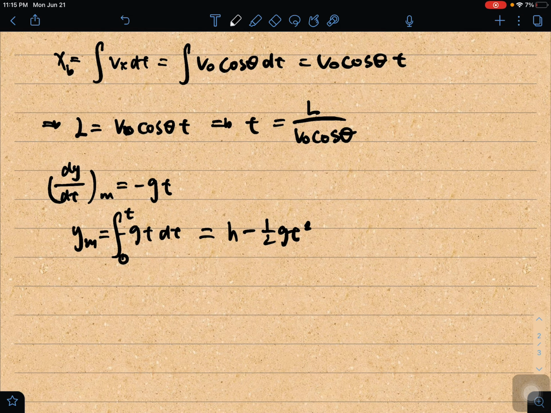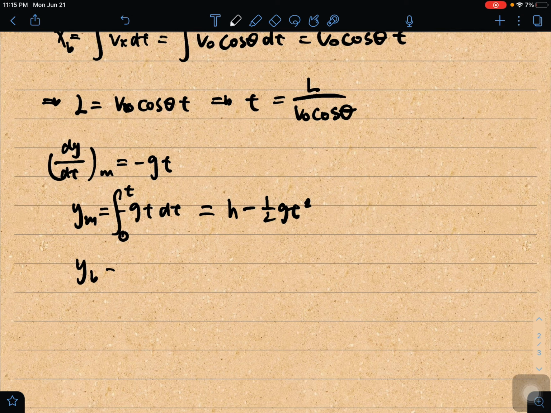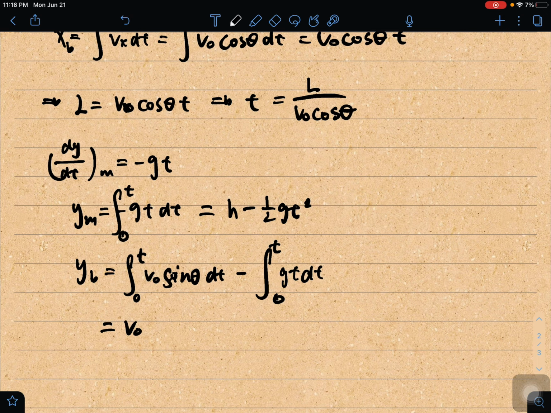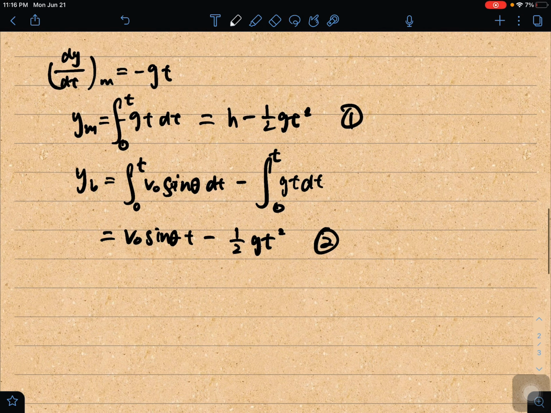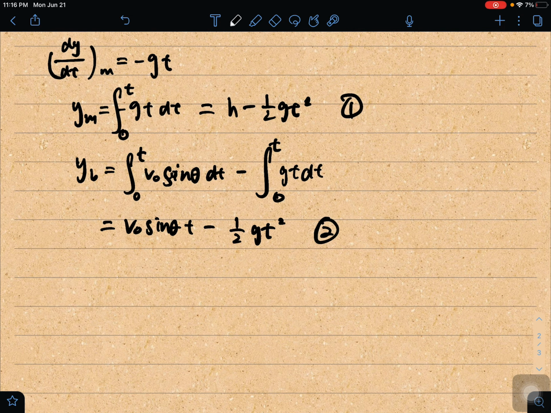So that is the position of the monkey. And the position for the bullet is the integral of v0 sine theta minus gt dt from 0 to t, so v0 sine theta t minus one half g t squared. So we need to see whether equation 1 and equation 2 are equal to each other or not. If they are equal, it means the bullet will hit the monkey. So substitute t into this equation.